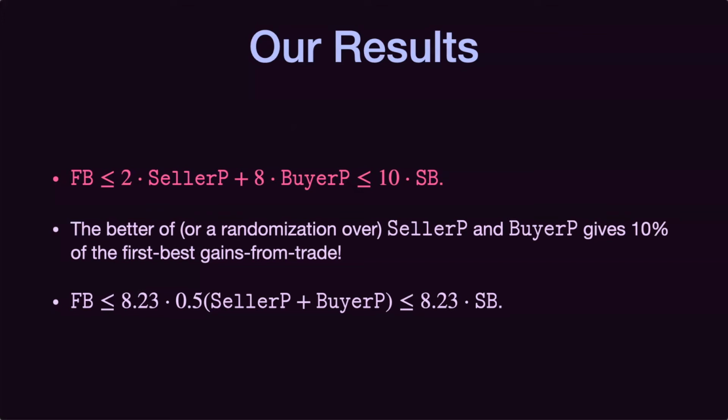In our work, we answered this question in the positive by showing that the first best is upper bounded by 2 times the gains from trade of the seller's pricing mechanism, plus 8 times the gains from trade of the buyer's pricing mechanism, which is in turn at most 10 times the second best. In other words, the better of seller's pricing mechanism and buyer's pricing mechanism, or randomization over them, can give at least 10% of the first best gains from trade. In our paper, we also improved this constant to 8.23, but in this talk, we will focus on proving the constant of 10.